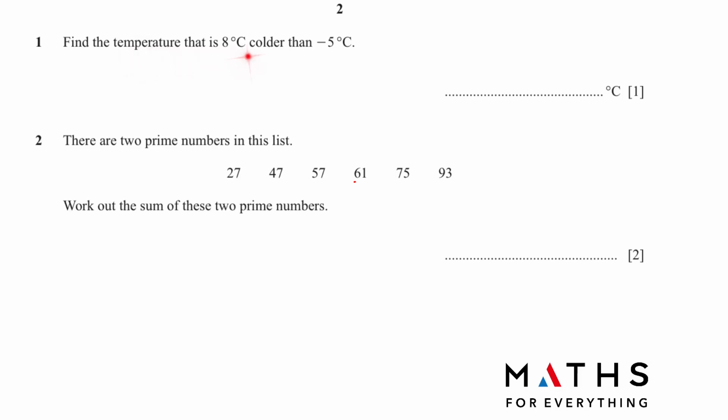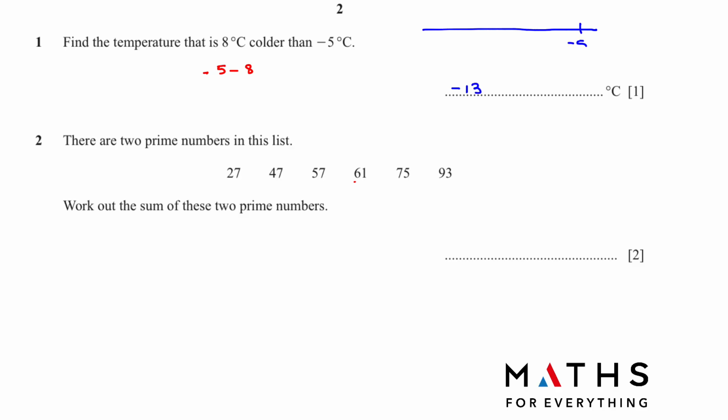Find the temperature that is 8 degrees colder than -5. Because it is colder than -5, from -5, we can subtract 8 and you will get -13. If you don't understand, think of it as a number line.